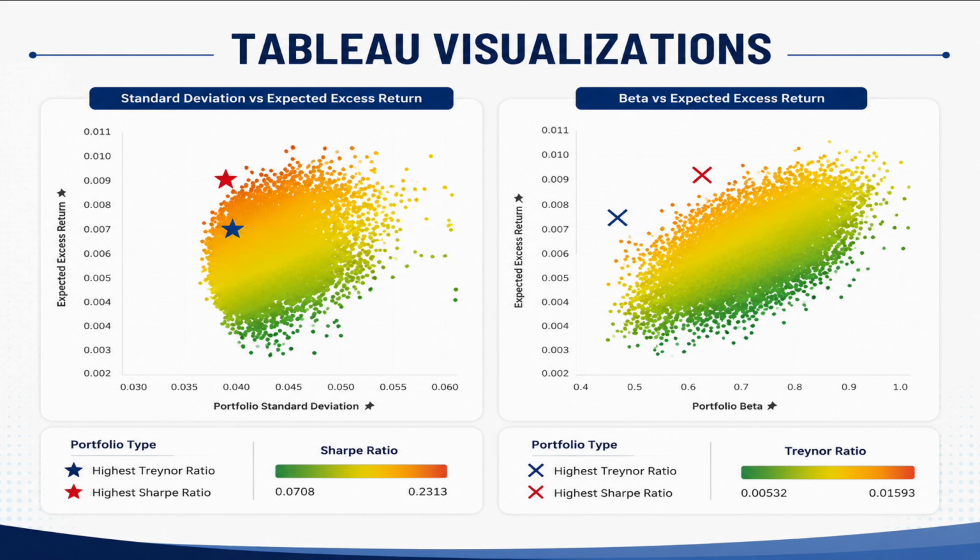Together, these visualizations demonstrate the risk-return trade-off across all 10,000 portfolios. In general, portfolios with higher expected excess returns also tend to have higher levels of risk, whether risk is measured by standard deviation or beta. The chart also shows that portfolios with the highest Sharpe and Treynor ratios are not the same. Overall, these results highlight the importance of considering both return and risk when selecting investments. Depending on whether an investor is focused on total portfolio risk or market risk, a different portfolio may appear to be the most effective choice.